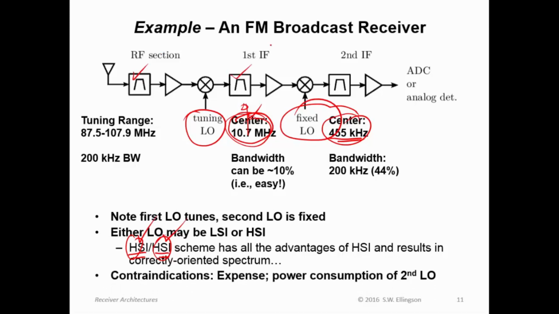Now, contraindications for this approach, why we might not want to do it? Well, it's starting to get expensive now because we have more parts and we have 2 LOs. In fact, that second LO is going to account for a big chunk of power consumption, because LOs ordinarily account for a large fraction of the power consumed by a receiver.